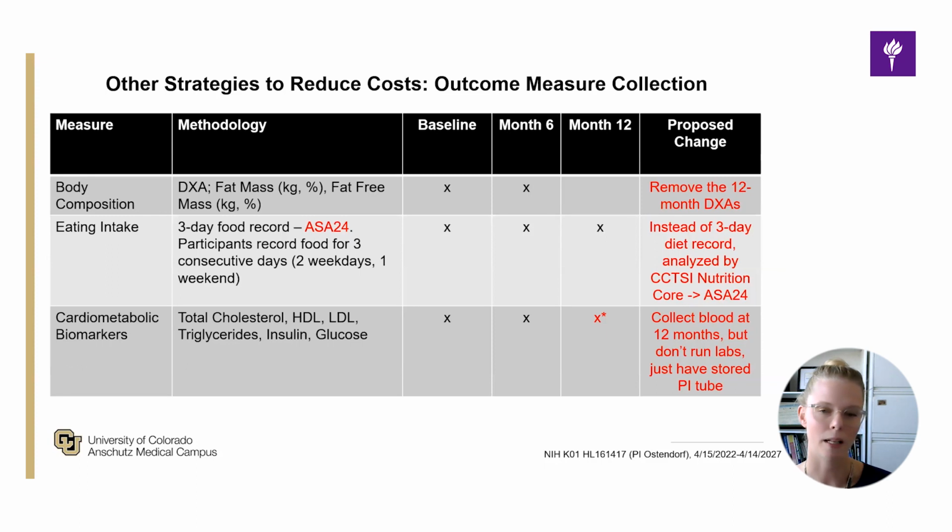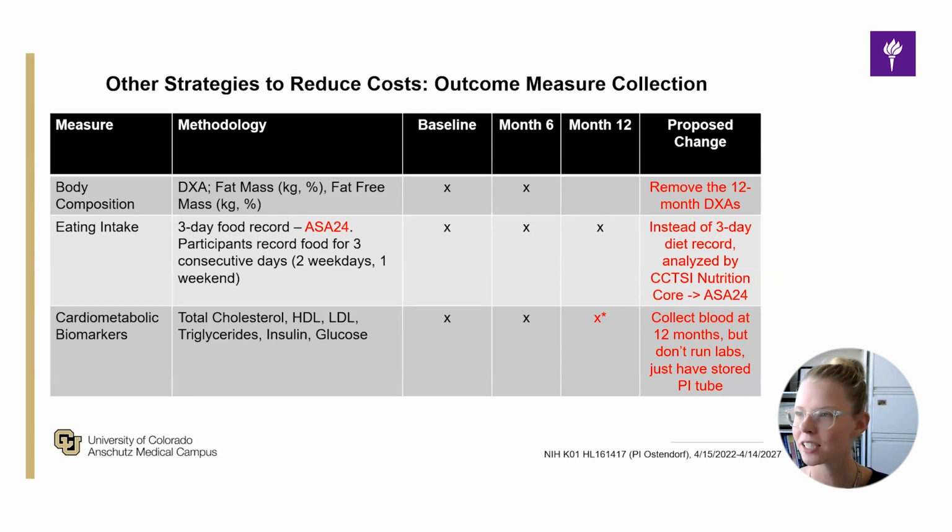And then for the cardiometabolic biomarkers at month 12, we decided that we're still going to do a blood draw. We're just not going to have the blood analyzed. We're going to store that blood in a PI tube, and hopefully I can have other funds that I can use to pay for the analysis of those labs later. So we're still collecting the data. We just won't have the lab values right away.